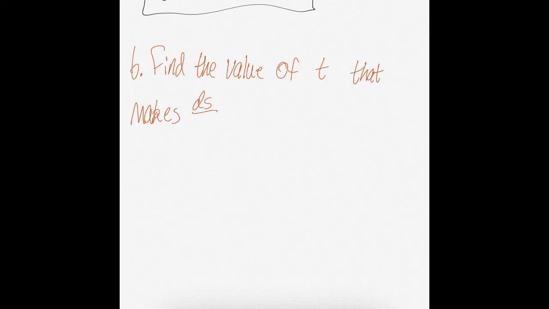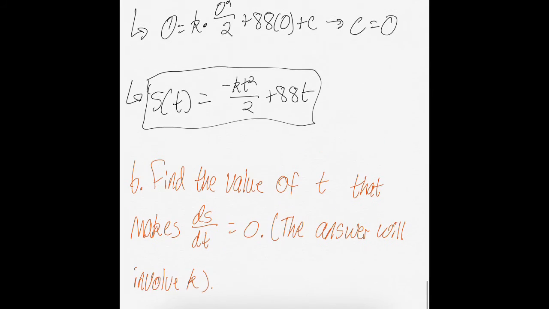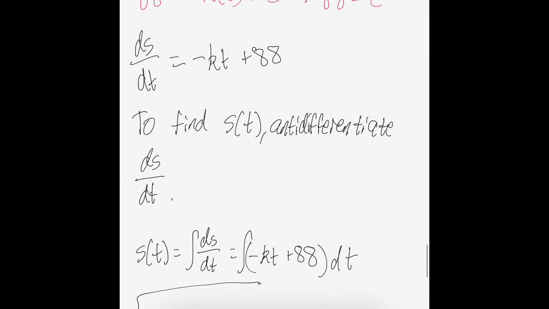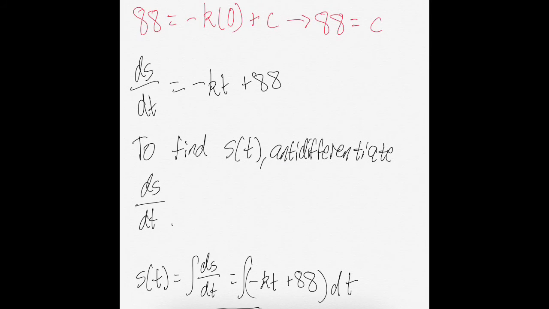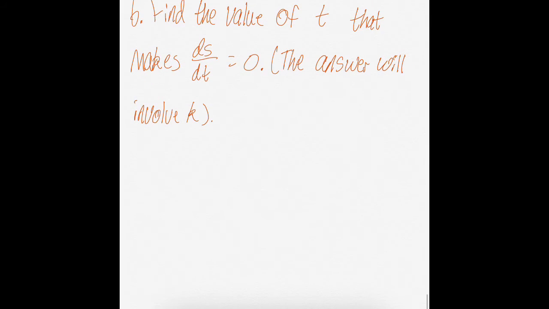Now we're going to jump to part B. Part B wants us to find the value of t that makes ds/dt equal to 0. And it gives us kind of a hint that the answer will involve k. So our answer won't just be some number, it'll be a formula in terms of k. Well, not only, I shouldn't say only. It will involve k.